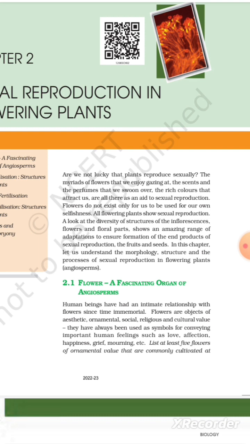A look at the diversity of structure of the inflorescence, flowers, and flowering plants shows an amazing range of adaptation to ensure formation of the end products of sexual reproduction. The fruits and seeds. In this chapter, let us understand the morphology, structure, and the process of sexual reproduction in flowering plants. Angiosperms. 2.1 Flower, a fascinating organ of angiosperms.